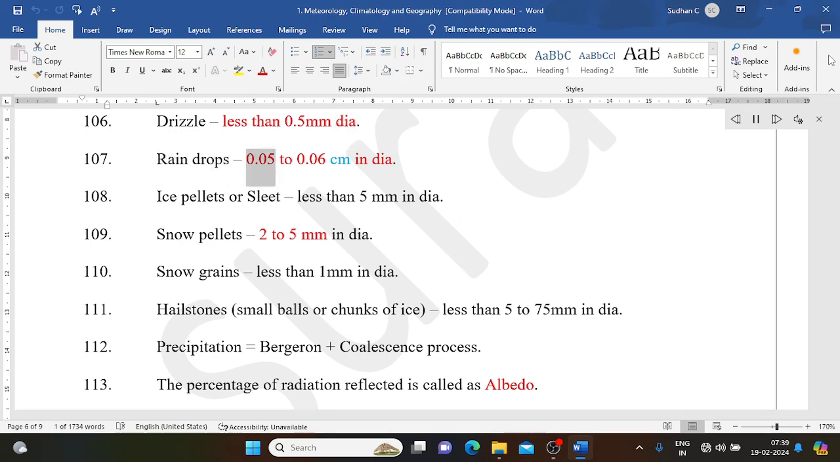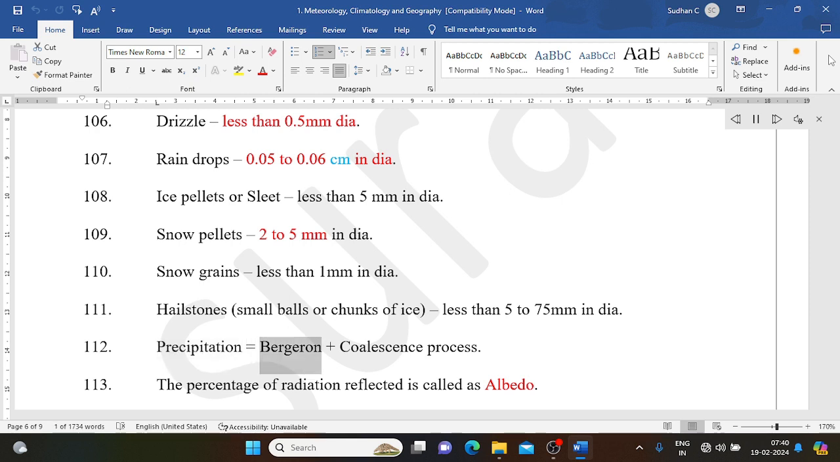Raindrops are 0.05 to 0.06 cm in diameter. Ice pellets or sleet are less than 5 mm in diameter. Snow pellets are 2 to 5 mm in diameter. Snow grains are less than 1 mm in diameter. Hailstones, small balls or chunks of ice, are 5 to 75 mm in diameter.